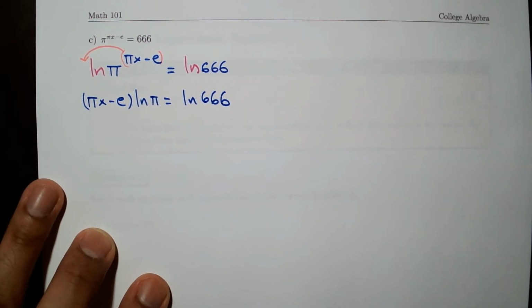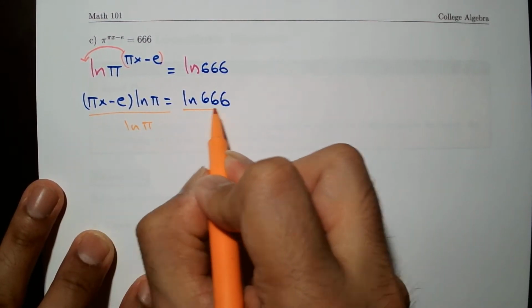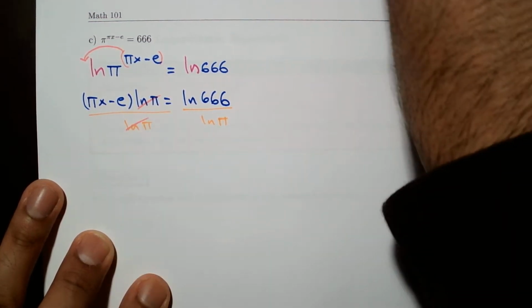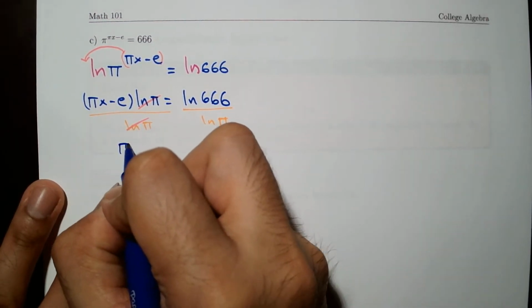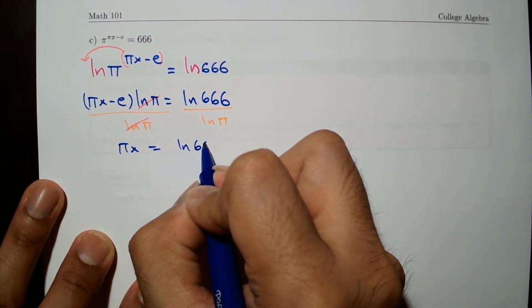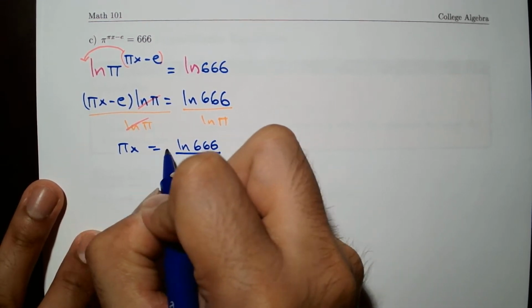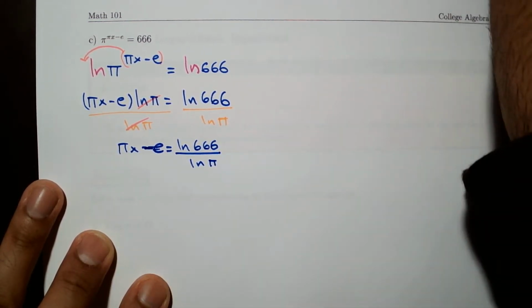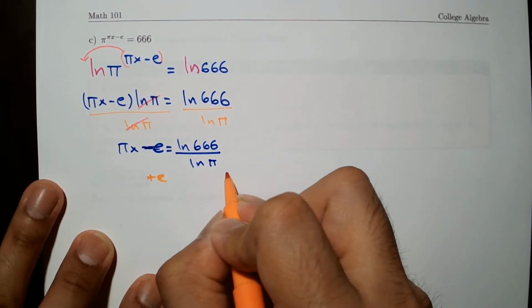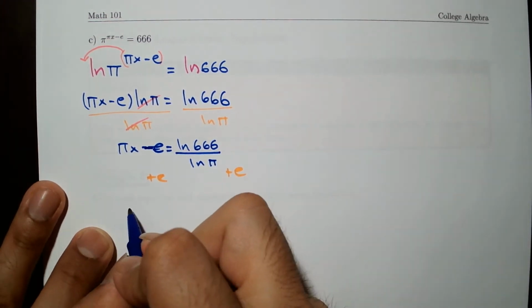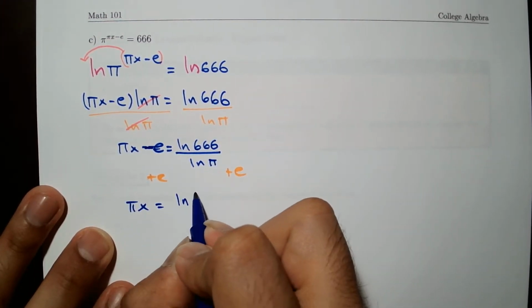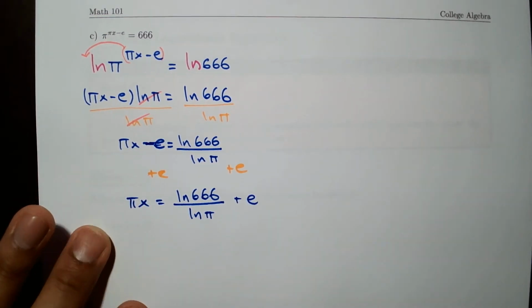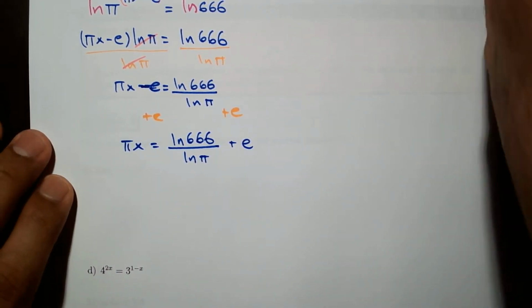So the next move is to solve for x. So first I'm going to divide both sides by ln of pi. And that's gonna get cancelled. And I get pi x minus e equals ln of 666 over ln of pi. So I'm gonna add e to both sides of the equation to get pi x equals ln of 666 over ln of pi plus e. And last but not least, all we do is divide both sides of the equation by pi.